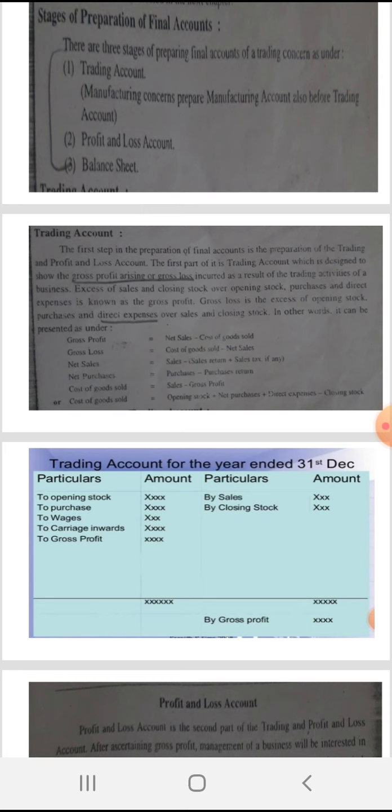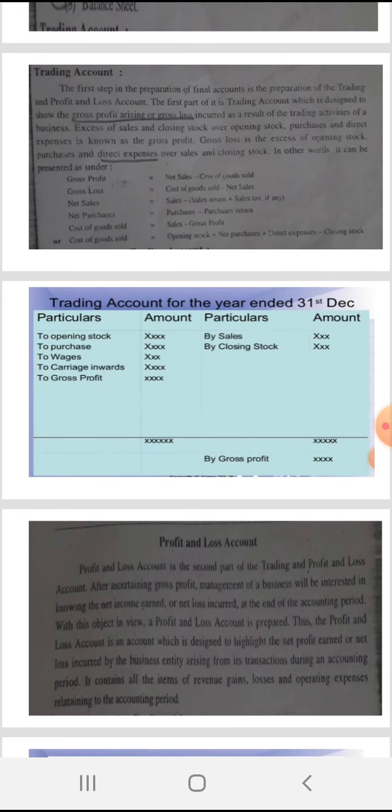In other words, it can be presented as under: gross profit is equal to net sales minus cost of goods sold. Gross loss is equal to cost of goods sold minus net sales. Net sales is equal to sales minus sales return. Net purchase is equal to purchase minus purchase return. Cost of goods sold is equal to sales minus gross profit, or opening stock plus purchases plus direct expenses minus closing stock. Now let us see the format of trading account.